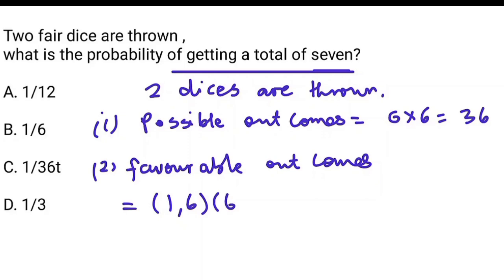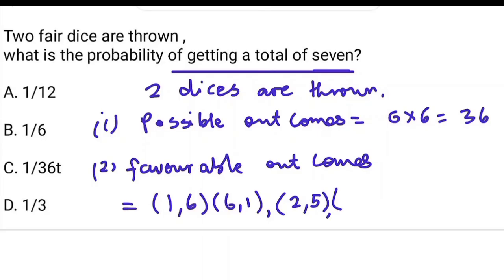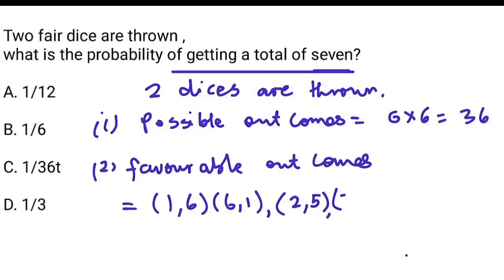Then also we can have 6 comma 1. You can have another one. If you pick 2, the other side can also be 5, because we are looking for the total of 7. Then we can also have 5 comma 2. Another one we can have, if you pick 3, you can have 3 comma 4, and 4 comma 3. So now let's count.